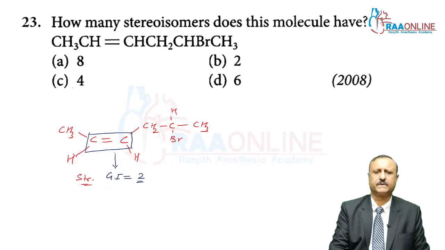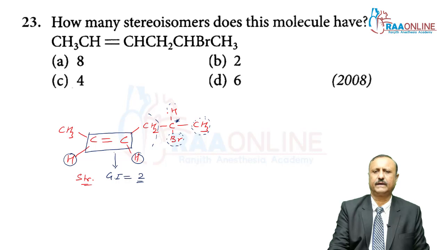When this H group is present on the same side, it is called cis, and when this H group is present on the opposite side, that is called trans. Another piece of information you can get, my dear students, is that this carbon atom is an asymmetrical carbon atom, because here you can see different alkyl groups are attached with this carbon atom.